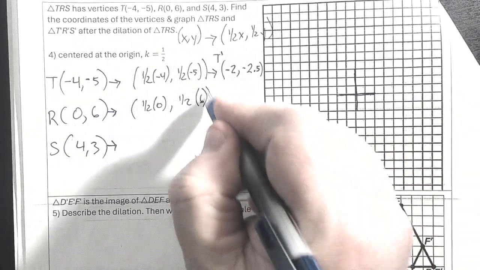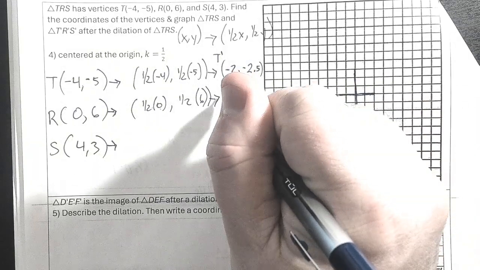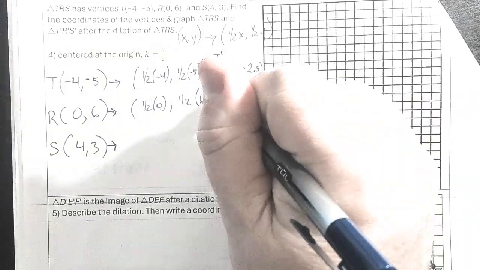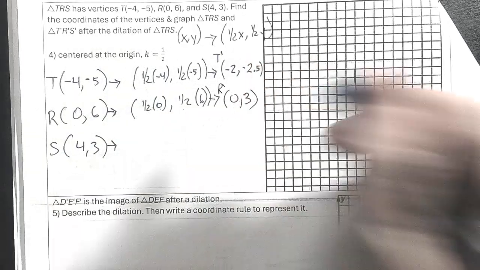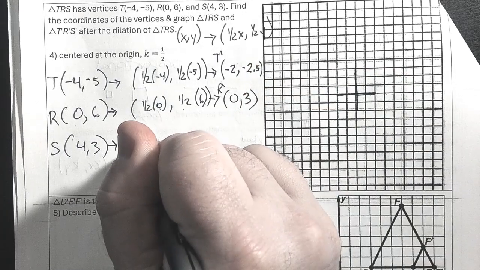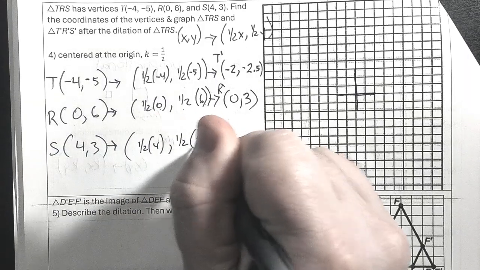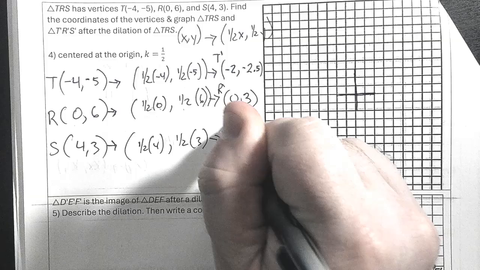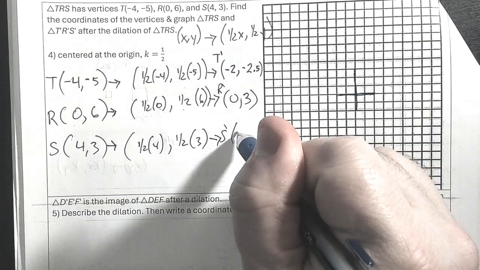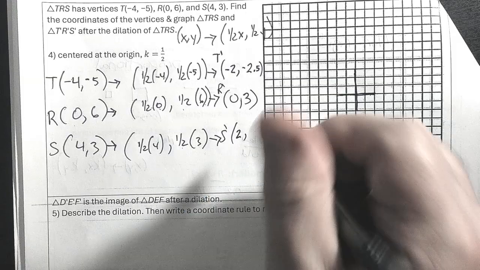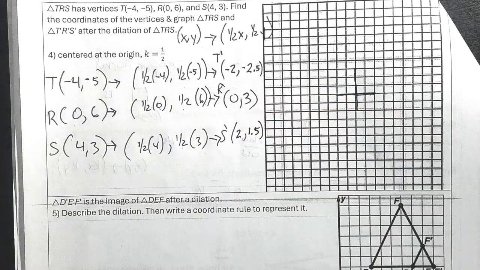Let me just, oops. All right, so anything times 0 is 0. This is R prime. And then 1/2 of 6 is 3. Down here, 1/2 of 4, and then 1/2 of 3. Gives us S prime. Didn't forget to write it for once. 1/2 of 4 is 2. And 1/2 of 3 is 3/2, or 1.5.